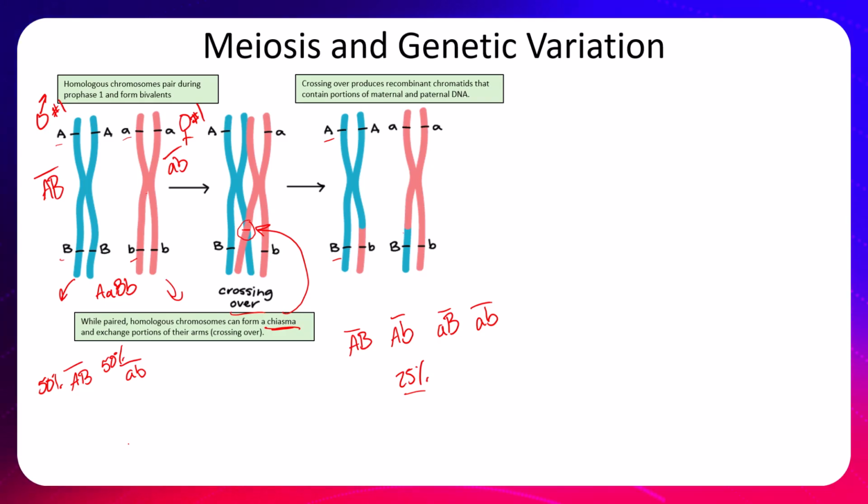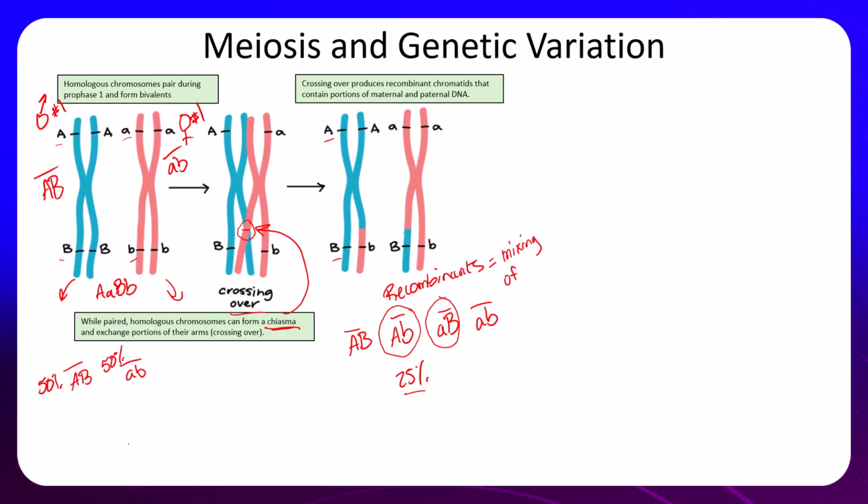So crossing over produces recombinant chromatids that contain portions of maternal and paternal DNA. This one and this one are what we call the recombinants, and those are basically a mixing of the maternal and paternal alleles, meaning we mixed up big A and little b and little a and big B. Those did not happen or would not have been possible before this crossover event.